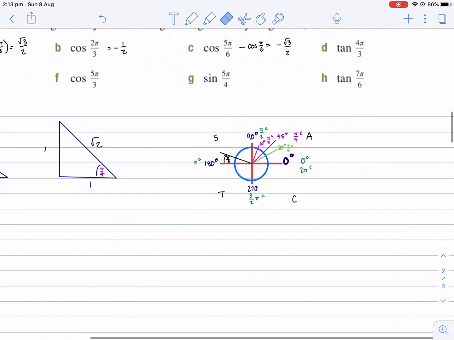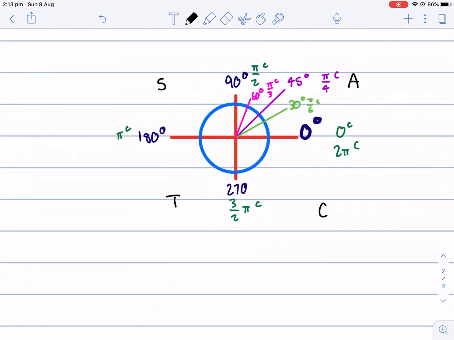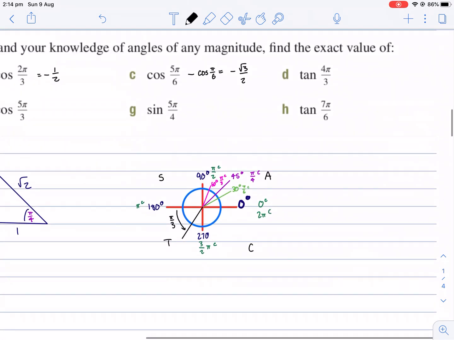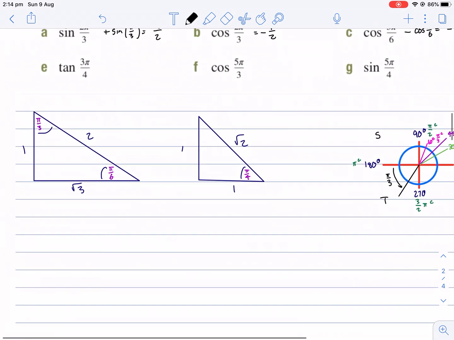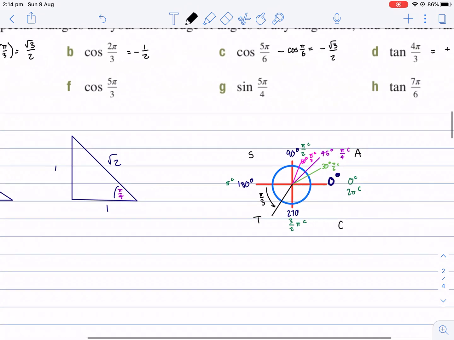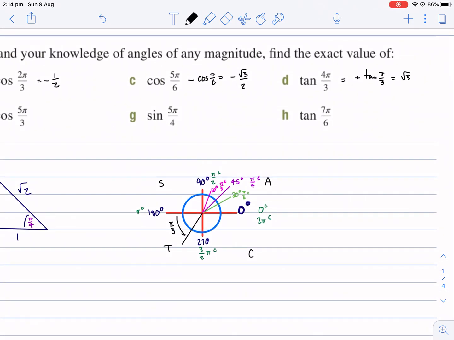Tan 4 pi on 3. Now 4 pi on 3 is 4 lots of pi on 3, so it's 4 lots of 60, so it's 240 degrees. Which means it's pi on 3 down. Now we're in the tan quadrant, so it's going to be positive, the same as positive tan pi on 3, which is root 3 over 1. And it's positive.